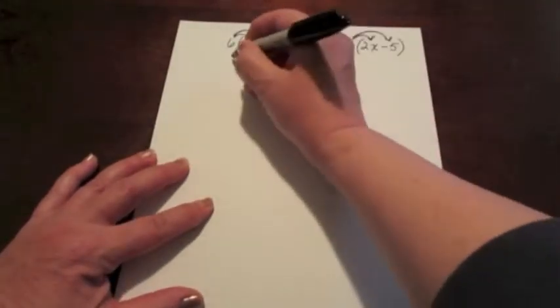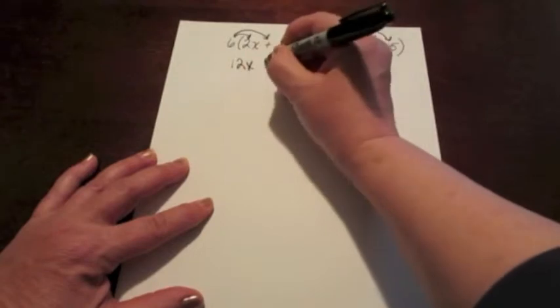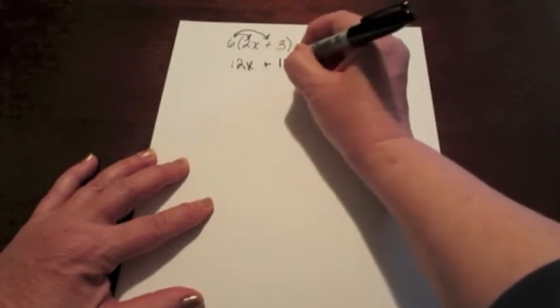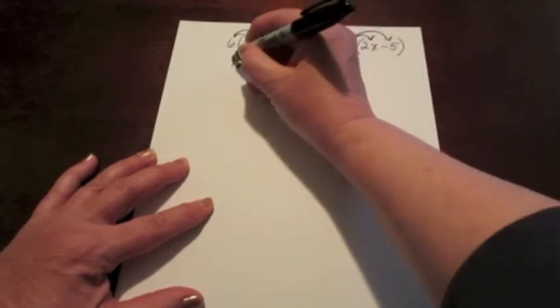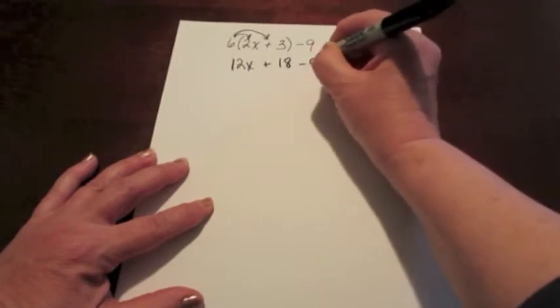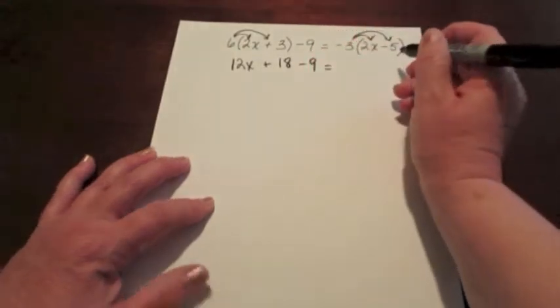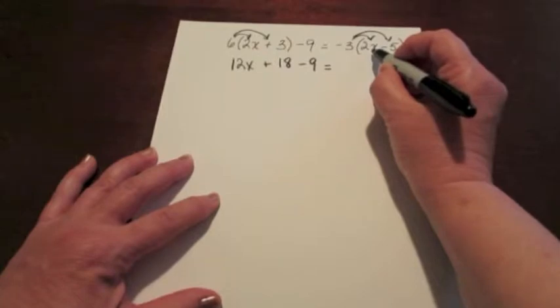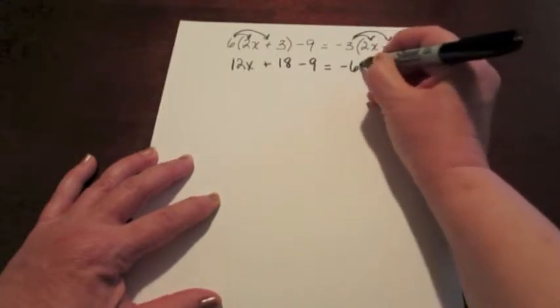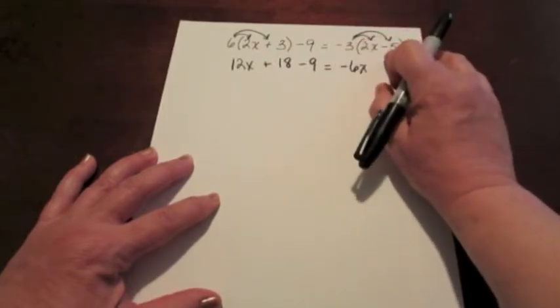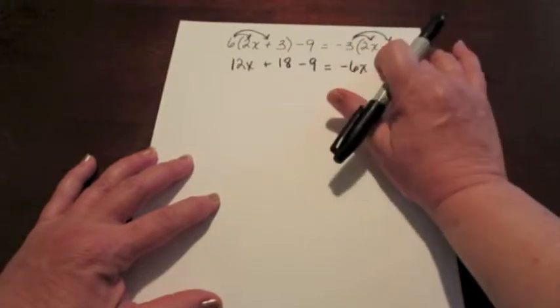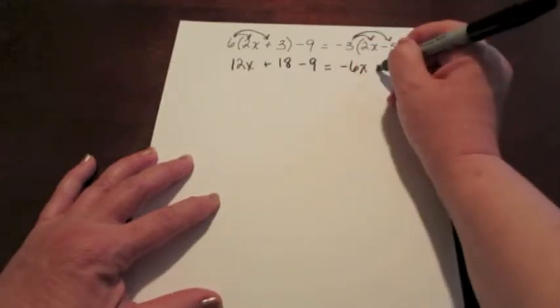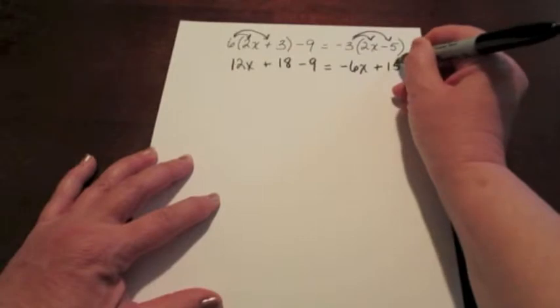6 times 2x is 12x. 6 times 3 is 18, positive. Bring down the 9 because we didn't do anything to it. -3 times 2x is -6x. -3 times -5, I'm multiplying two negatives, which makes it a positive 15.